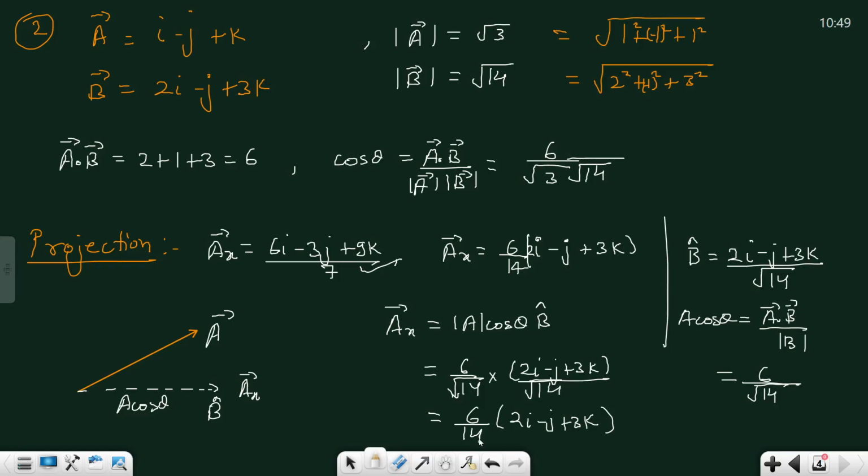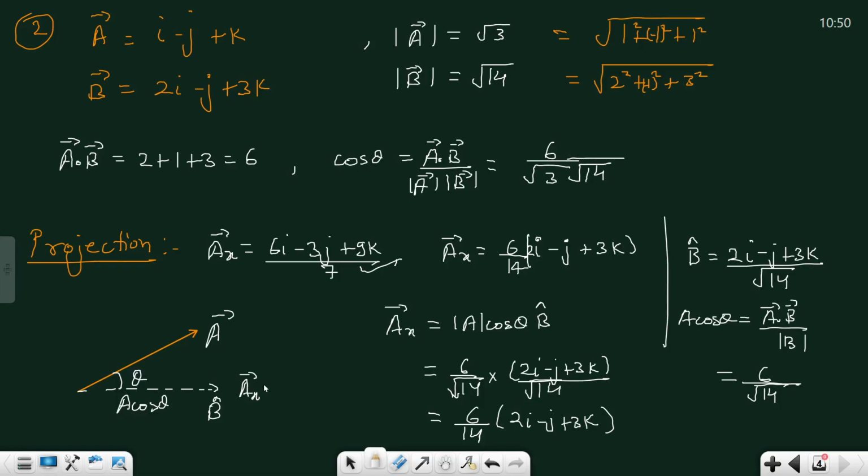Is it clear? Whenever the question is asking the projection, that means you need to calculate the component along that vector. First you will require the magnitude along this direction, and the second is the direction. Whenever you require any direction, you just multiply with the unit vector. We are multiplying with the B unit vector to get the direction. In the direction of B you will get AX, because AX has the magnitude A cos theta and the direction along B. Clear?